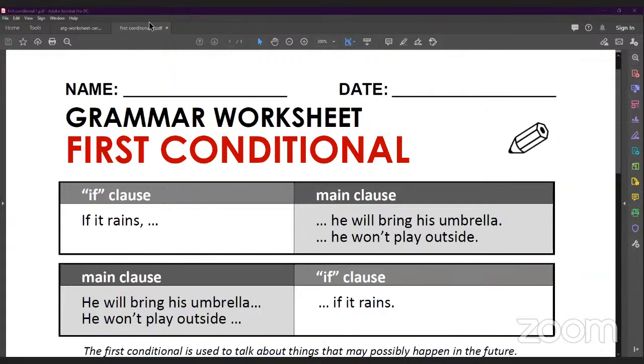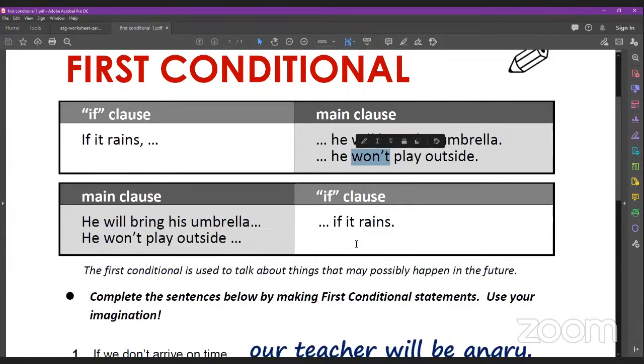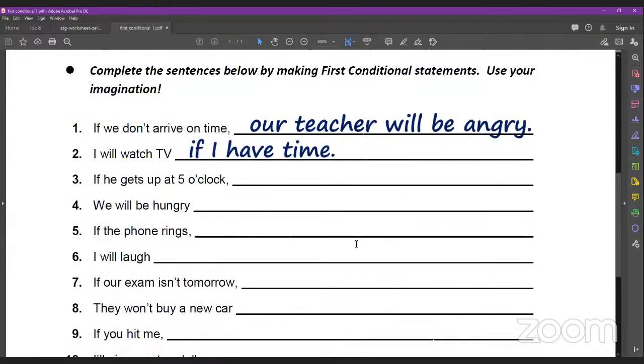In the present simple, we have the conditional clause. It's this one. And it works with the present simple. The other one is the main clause, and it works with simple future, will for positive or won't for negative. So in these exercises, as you can see, we have only one of those clauses. So you have to complete either the conditional or main clause. Focus on the first one.